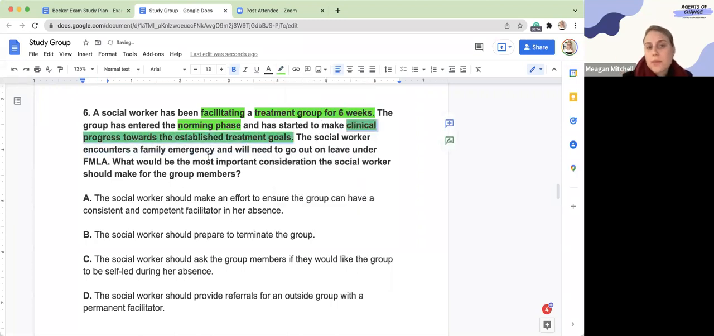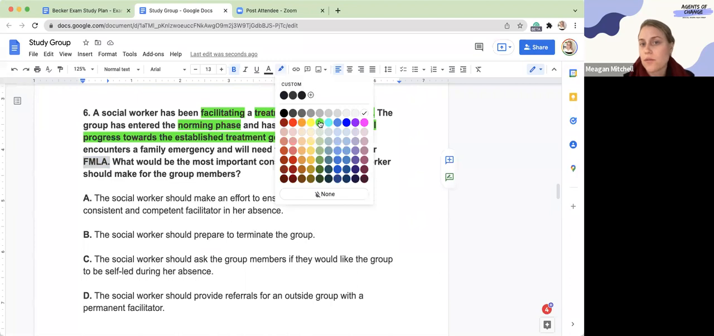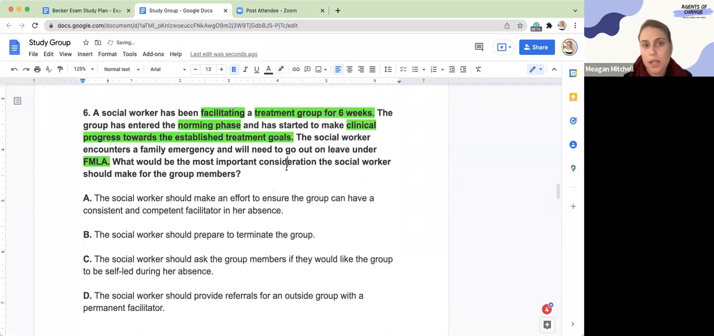Social worker has a family emergency and needs to go out on leave under FMLA. What does FMLA mean? What does that mean for our clients if people need to go out on it? This tells us a little bit of information too. Family Medical Leave Act, right? It's law. Sometimes you might need to go out on leave. It's offered by employers. Family emergency, need to go out. What would be the most important consideration the social worker should make for group members?